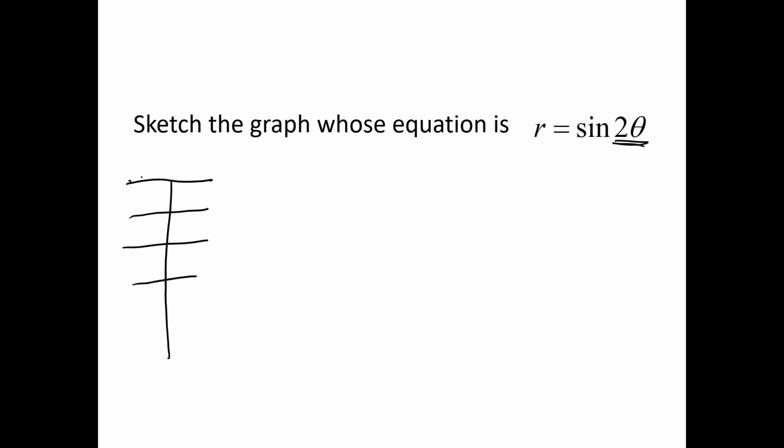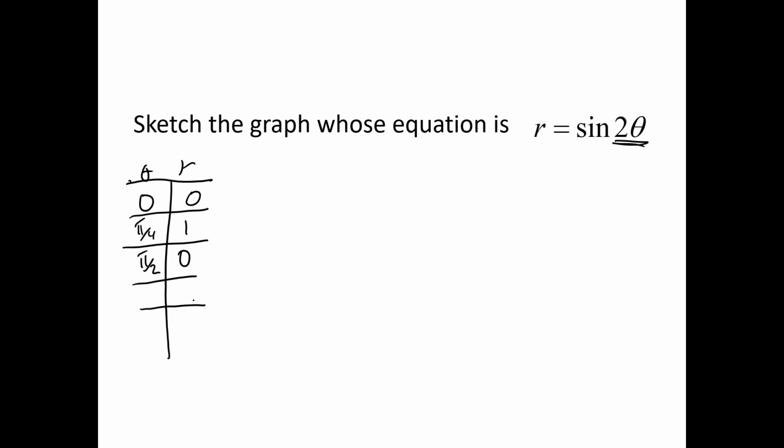So to get 0, you're going to put in 0. And the sine of 0 is 0, so you get 0. You start at the pole. But then to get pi over 2, you actually have to put in pi over 4. Because then 2 times pi over 4 becomes pi over 2, and the sine of pi over 2 is 1. To get pi, you need to put in pi over 2. And when you put in pi over 2, you get 2 pi. You get pi, and the sine of pi is 0.